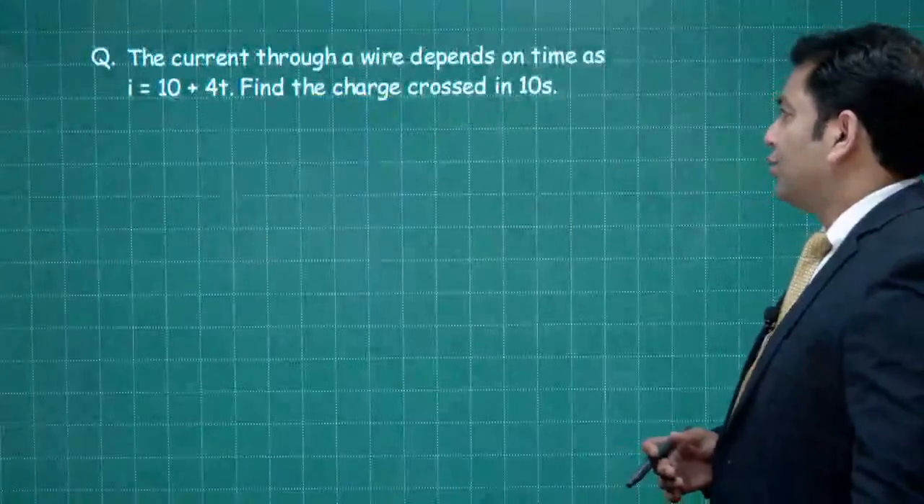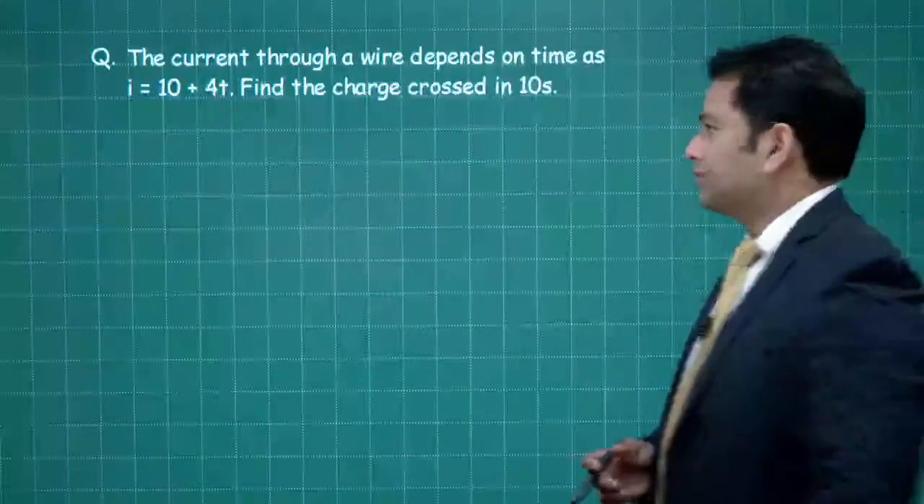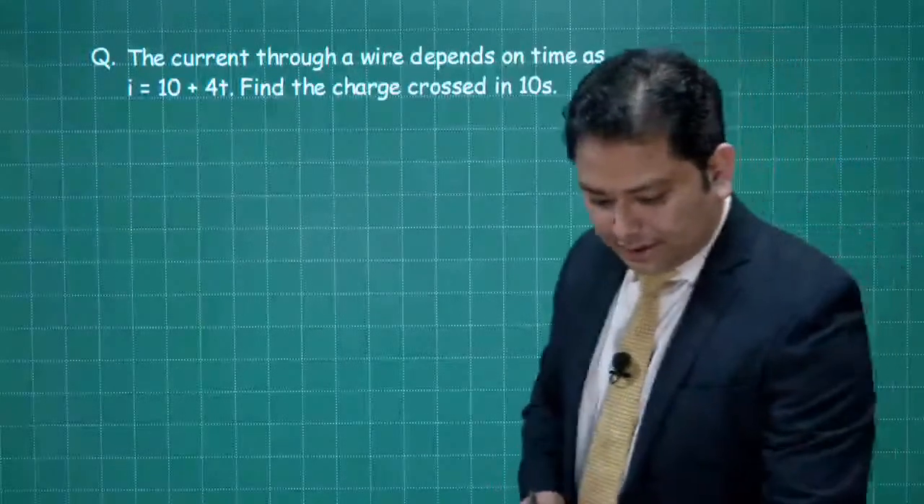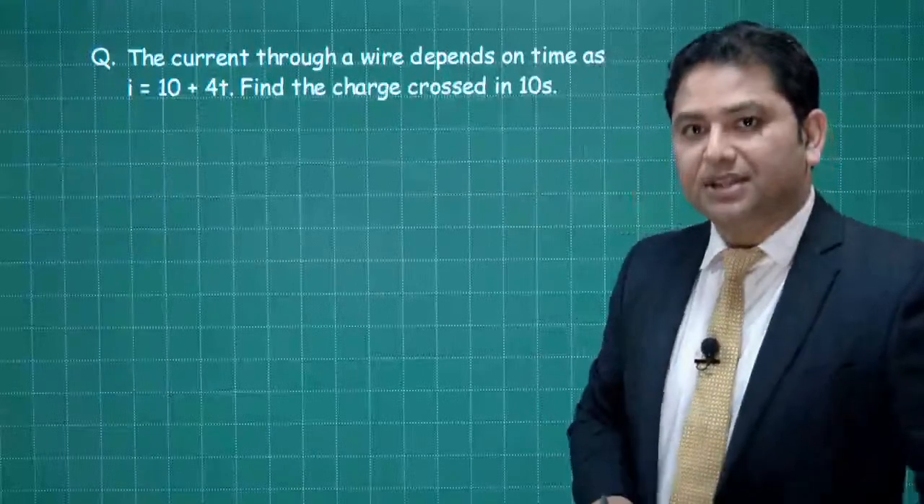The current through a wire depends on time as I equals 10 plus 40t. Find the charge crossed in 10 seconds. You got to do that. Please find it.